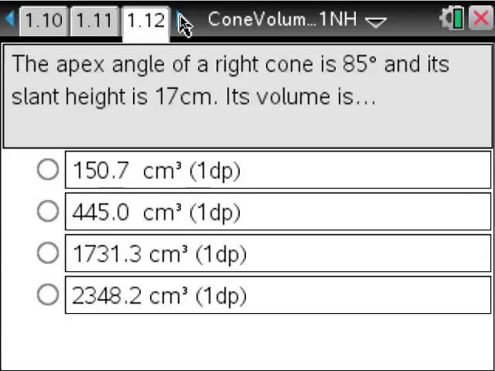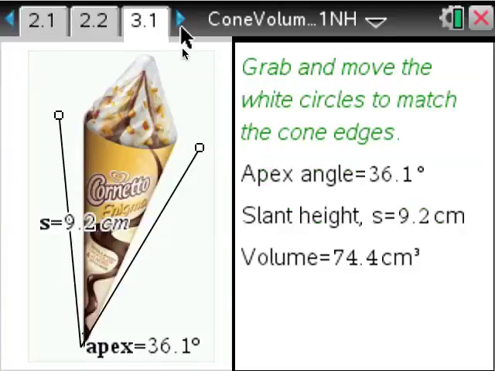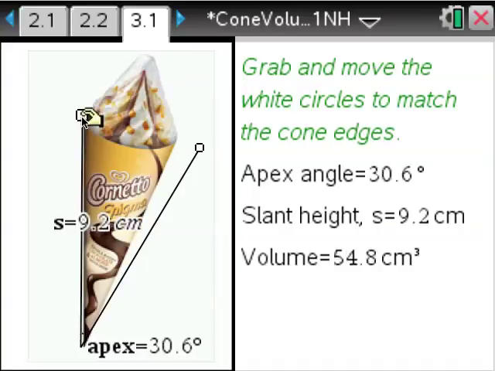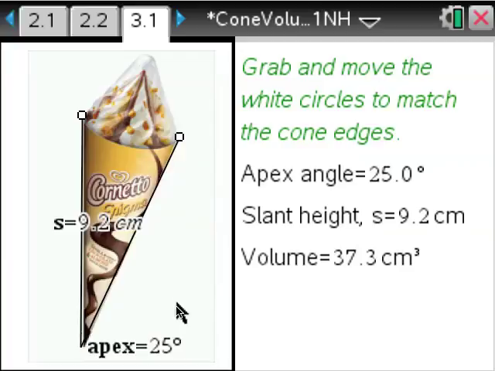So we have lots of questions at the very beginning, just setting the scene, and then it goes on and asks students to look at how you work out the volume of a cone from simply knowing the length of the slanting side, and you can move these so it's next to the side of a cornetto. Let's just have a look at that. So if I just knew that the slanting side was 9.2 and the apex angle was 25 degrees, the volume should be 37.3. And the students should be able to verify where that number came from their work from the previous pages.